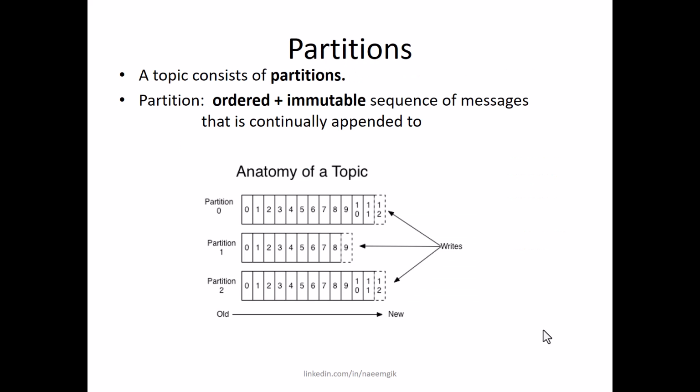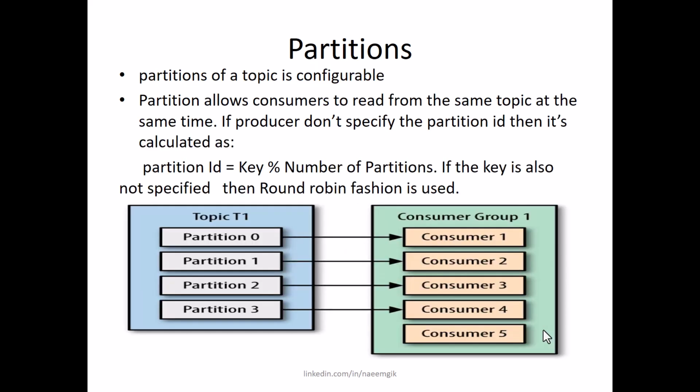There is another concept of partitions inside Kafka. The topic is divided into partitions. The basic intent of partitions is to bring parallel processing, so that multiple consumers can read and write from the same topic. If you write a message into a Kafka topic, there is a configuration whether you want to specify the partition number or not. If you don't specify the partition number, it is calculated based on your key and the number of partitions.